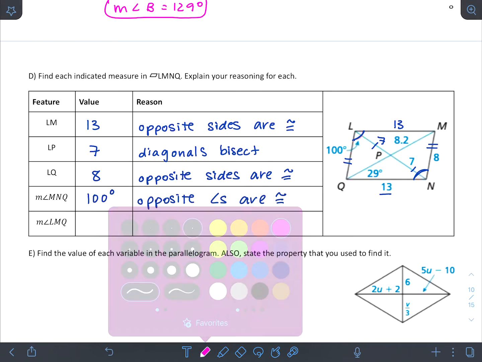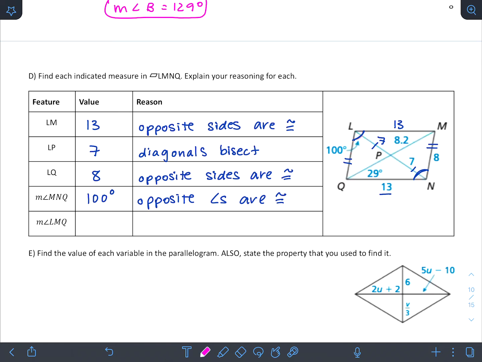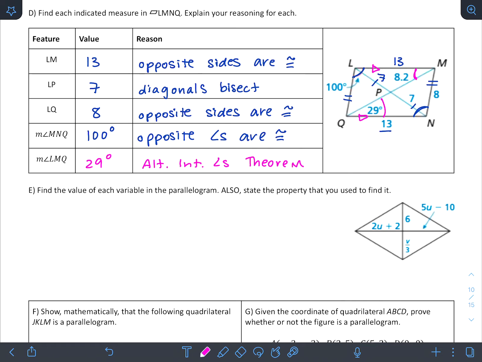And then this is the hardest one. We are told to find the measurement of LMQ. It is actually not the full measurement. It is only between LM and that diagonal. And this one's actually a bit tricky. You have to remember that we have parallel lines. And so LMQ is actually 29 degrees because these are parallel lines cut by a transversal. So we're actually going all the way back to when we were doing proofs and we were doing parallel lines cut by a transversal. For the reason on this, it's alternate interior angles theorem. Because again, the idea is that alternate interior angles are equal to one another.